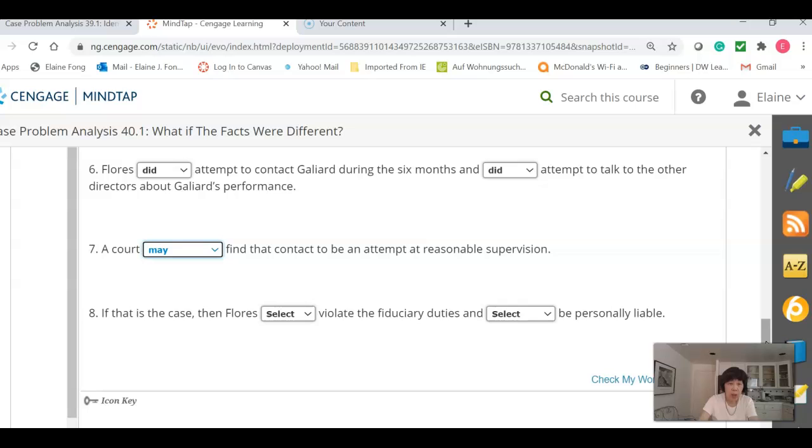And let's look at the last question, number 8. If that is the case, then Flores did or did not violate the fiduciary duties and would or would not be personally liable. All right, so filling in the first blank, Flores did not violate the fiduciary duties and he would not be personally liable. All right, pretty clear given the two exercises for the case problem analysis. You have two different sets of facts and two different outcomes. This finishes the case problem analysis for chapter 40, and we'll be moving into the next chapter soon.